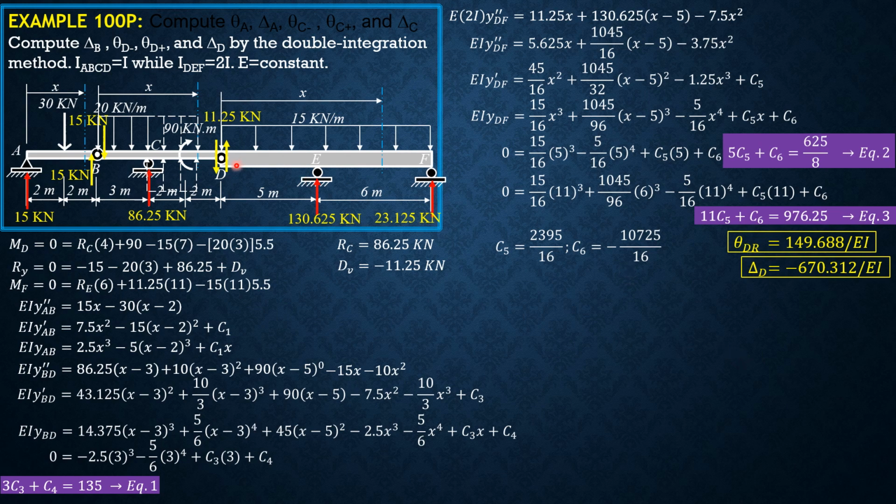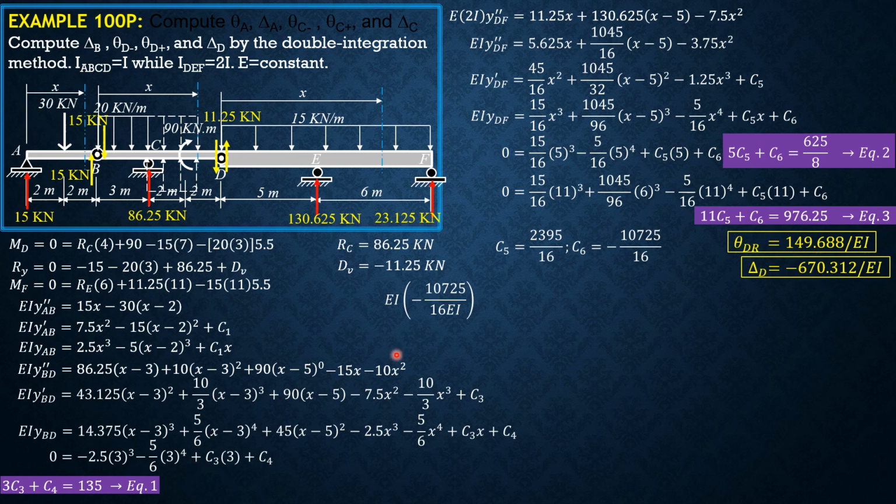Having found the deflection at D when x is 0 for BCD, when x is 7, then the deflection at D can be found, which is equal to negative 10,725 over 16. So we substitute it into EI Y BD, because we need one more equation here, and set x is 7 for BD here, and Y BD is equal to negative 10,725 over 16 over EI.